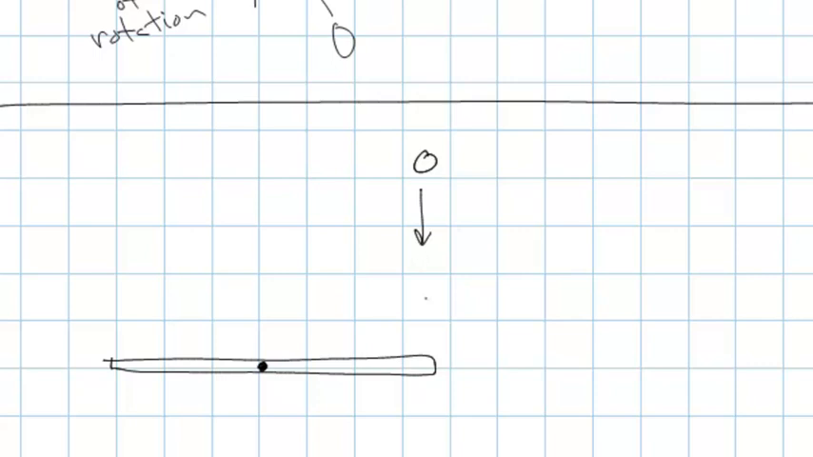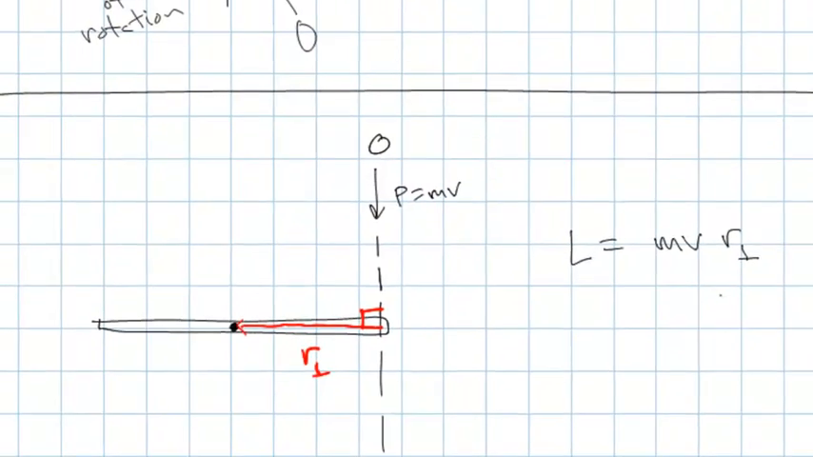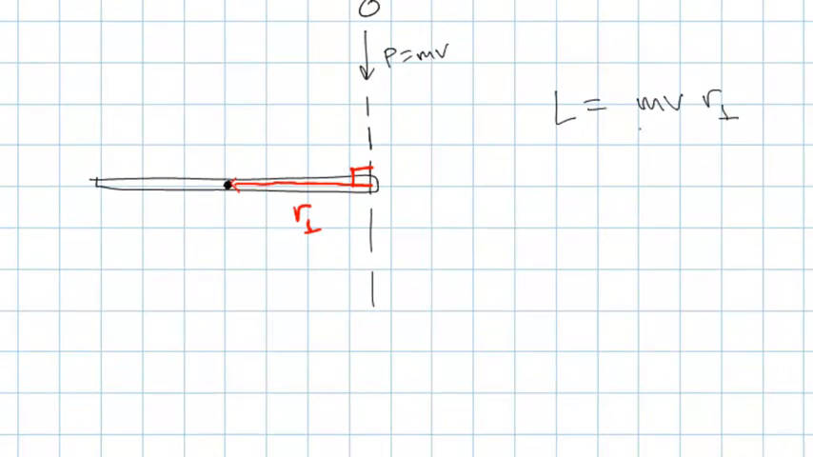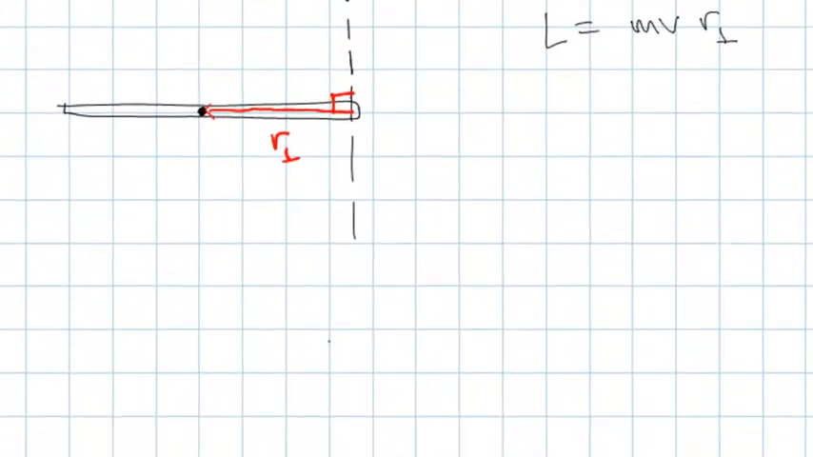What we do is we extend the line of the velocity or the momentum, and we find the perpendicular distance to the axis of rotation, sort of like with torque in a lever arm. That's our r perpendicular, and this object has momentum mv, and so what we end up with is the momentum multiplied by r perpendicular, and that's always the case.